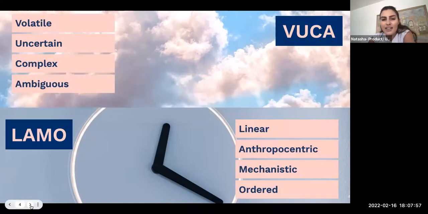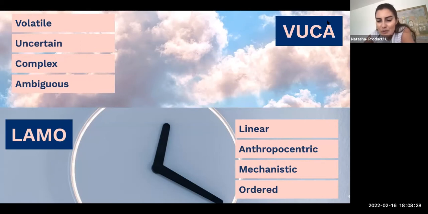And what exactly are we talking about, Natasha? What type of characteristics are you referring to? We brought here two ways that you can see the world, and these have been brought by the literature. Our beautiful philosopher Karl Popper from the 1990s brought up two metaphors that describe these worlds better. You can call them LAMO, you can call them VUCA, but you can also call them clock and cloud.